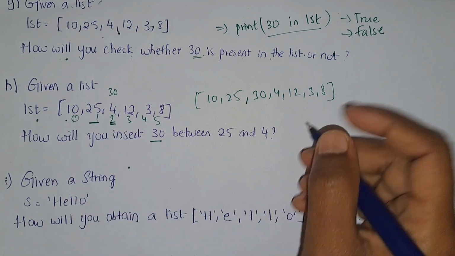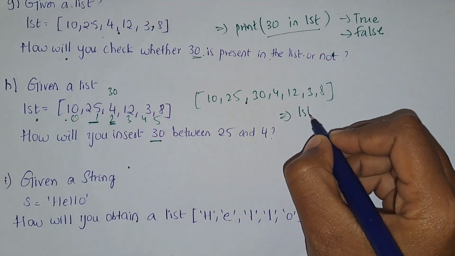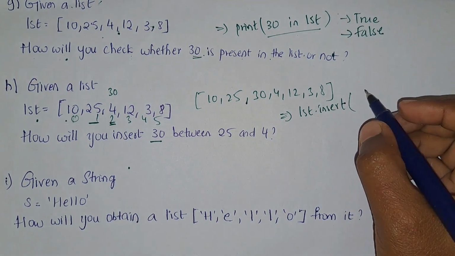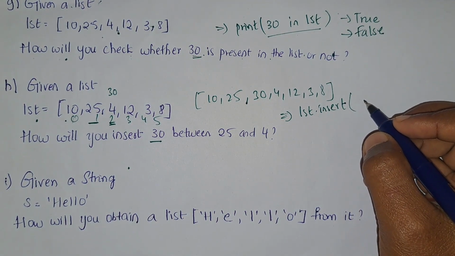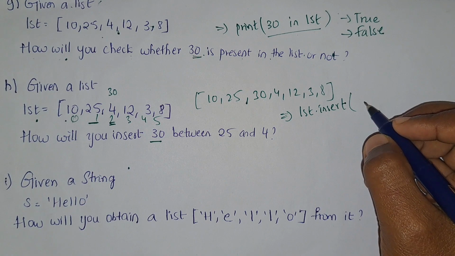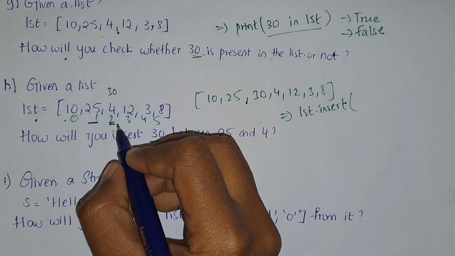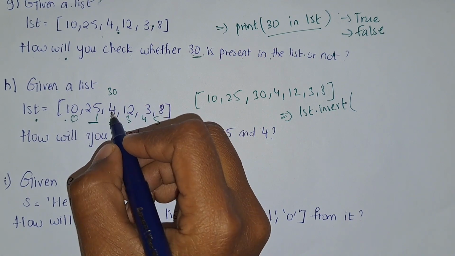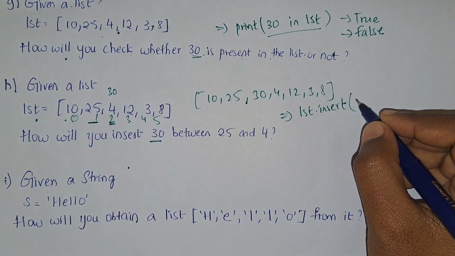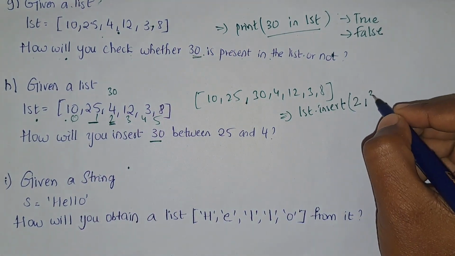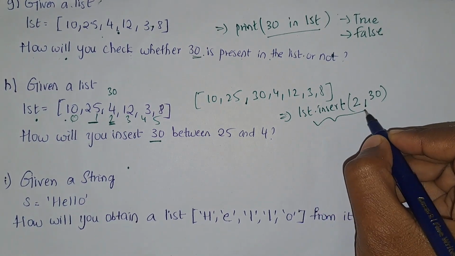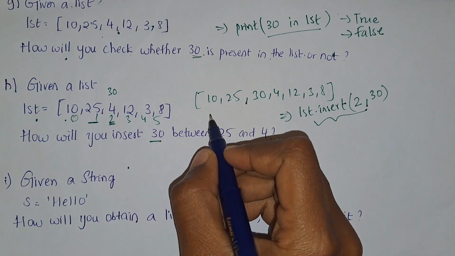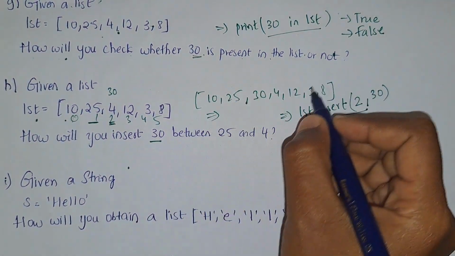To insert 30 between 20 and 24, the code will use the list.insert function. We use the insert function and you have to mention the index where you want to insert that element. Here I want to insert the element 30 at index 2. So my position, that means the index, is 2 and the element is 30. So this statement will insert 30 at index 2. Therefore your list will become like this.